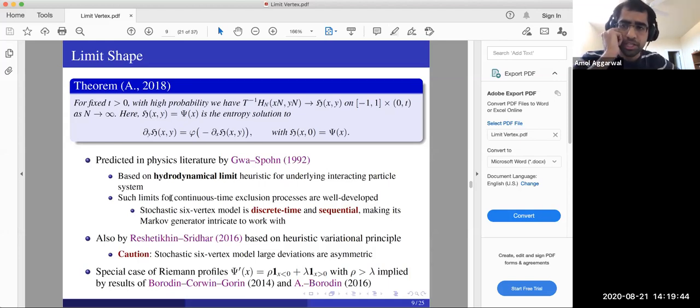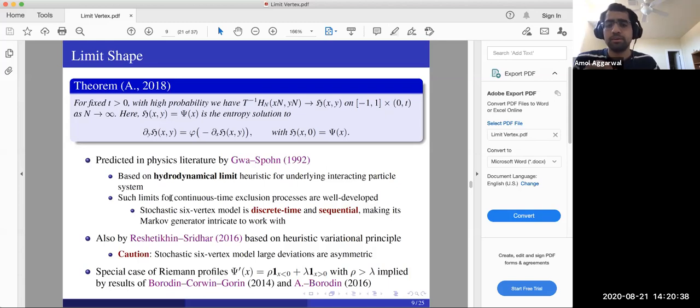Another heuristic derivation of this result was due to Reshetikhin and Sridhar in 2016, and it was based on a heuristic variational principle. Again, this is just an aside, so I won't go into too much detail, but if you were here for Rick's classes, you might have seen the variational principle for certain types of statistical mechanical models. Here is a note of caution: when you prove a limit shape result for a statistical mechanical model through a variational principle, you oftentimes get more than just the limit shape result. You get a large deviations principle for it. This approximately states the following: if you differ from the limit shape by a macroscopic amount, the probability of that happening scales like e to the minus n squared, where n is the size of your lattice. So there's a large deviations of order e to the minus n squared.